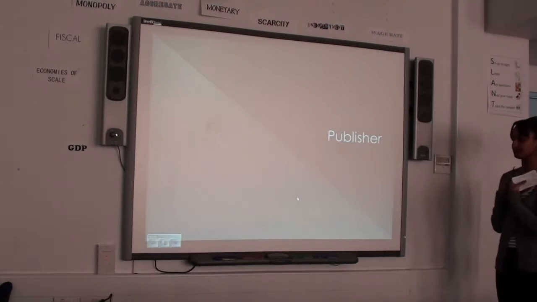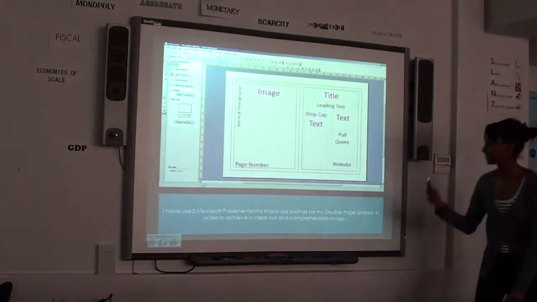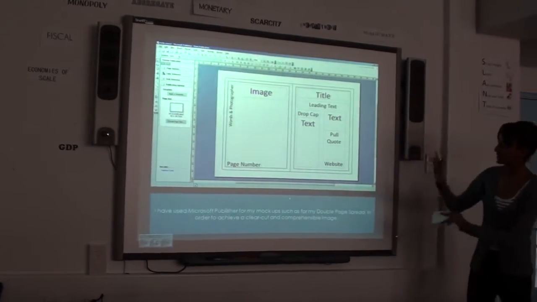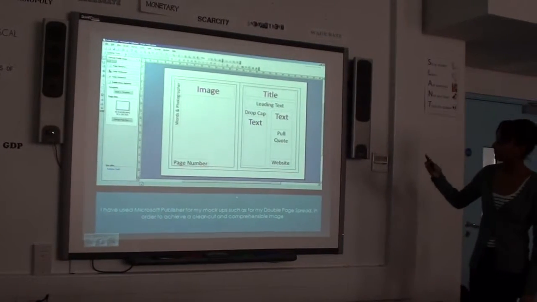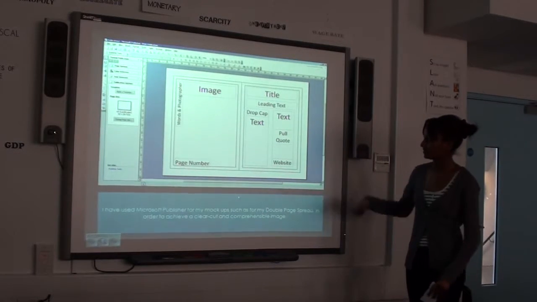Publisher. I know a lot about Publisher already, but I did use it for my mock-ups, especially my double-page spread mock-up, to make it more clear and comprehensive, and it looks clear-cut, and the layout was just really basic, and you know what you're doing because it's clear.